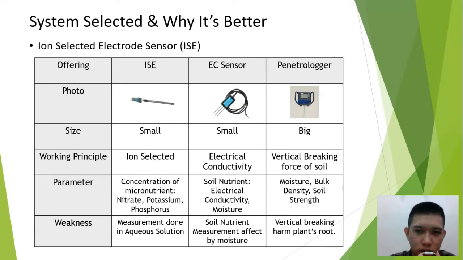The penetrologger has a big size compared to the ISE sensor and EC sensor, which makes it harder to carry. The way the penetrologger collects the sample is by using the vertical breaking force of the soil. The weakness of the penetrologger is that the vertical breaking method will harm the roots of the plant.